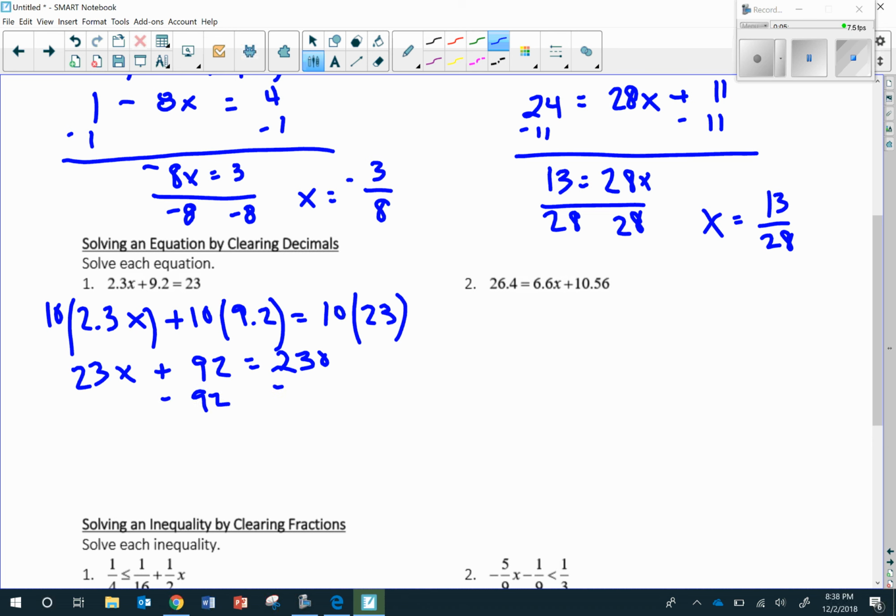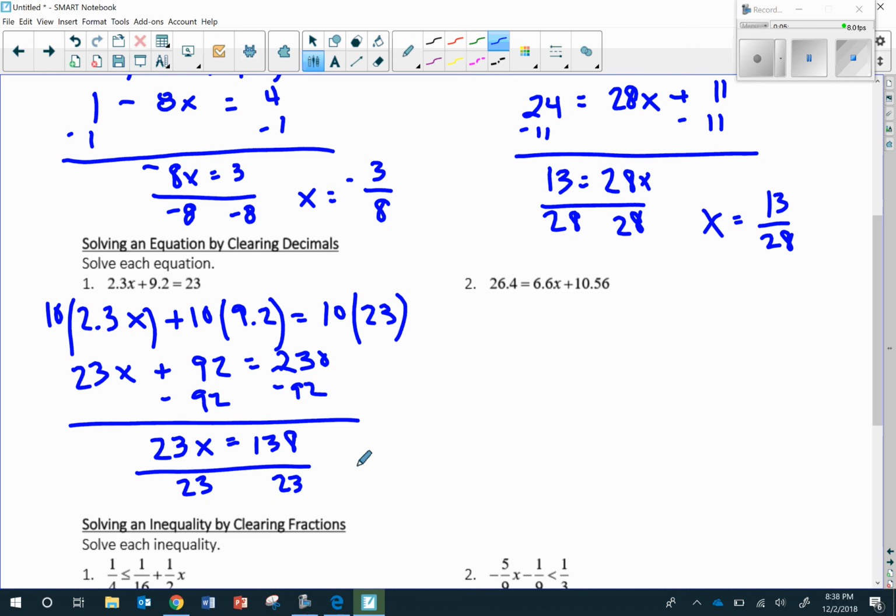Subtract 92 from both sides. I'm left with 23x equals 138. When I divide both sides by 23, my answer is x equals 6.